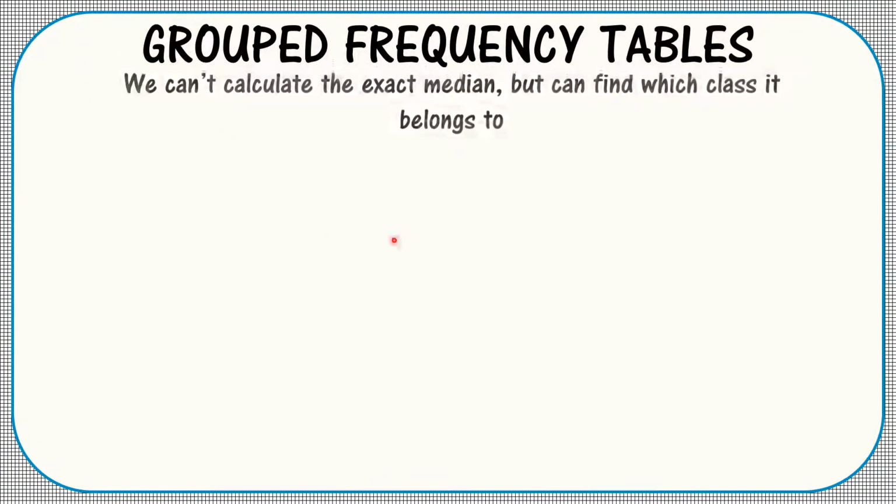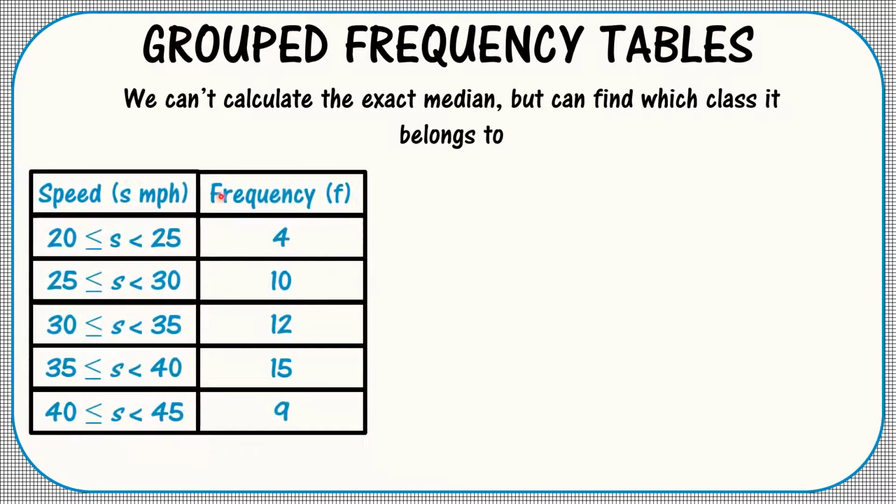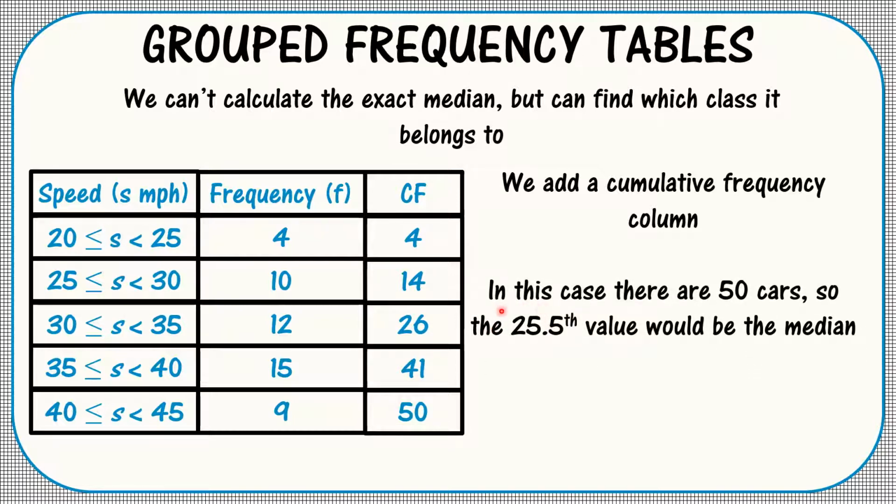The next thing which we'll look at is the median from a grouped frequency table. We can't calculate the exact median, but we can find out which class it belongs to. Again, we have this grouped frequency table for speed and its respective frequency. We add a cumulative frequency column as we did previously. Again, the cumulative frequency is a running total of the frequency, so this data is in order. In this case, there are 50 cars, so the 25.5th value will be the median.